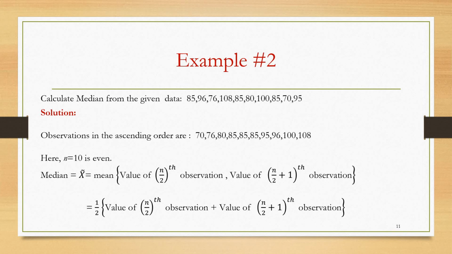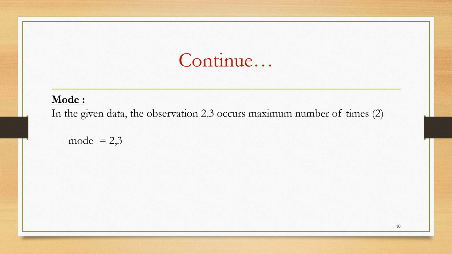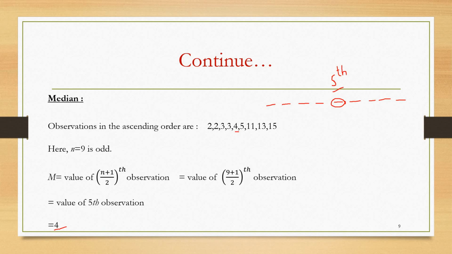We have another example and we will calculate median for this data set. You can also calculate mean and mode for this. The reason we are having the second example is, in the first example we have number of observations 9, that is odd.